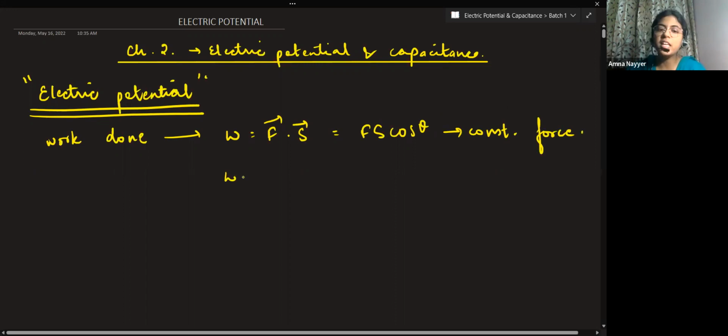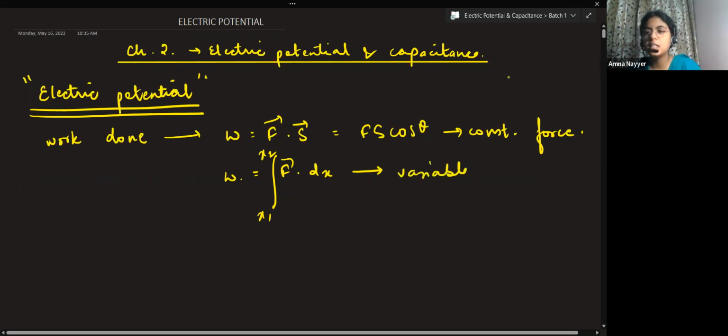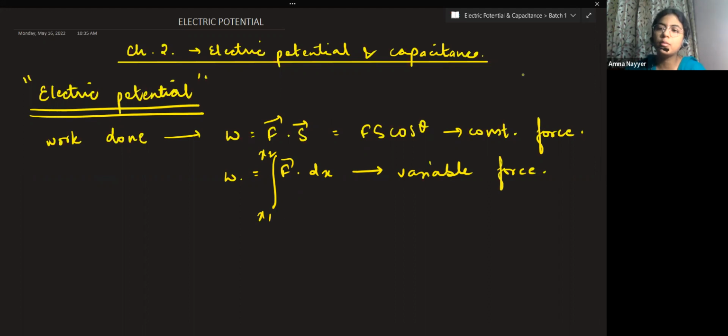If you have a constant force, this is valid. And if you have a variable force, just now we have studied integration. So whatever we have studied in integration, the integral of F dot dx, lower limit x to the power 1 to x to the power 2, means this is the displacement. This is valid for a variable force. So at least now you should be able to solve dot product and integration. And integration we have just revised it. So this is for variable force.